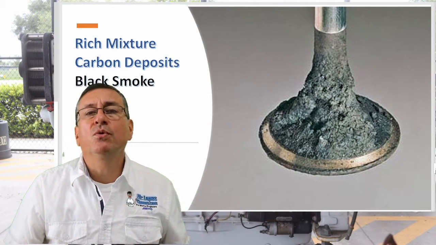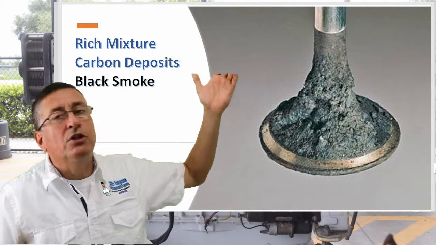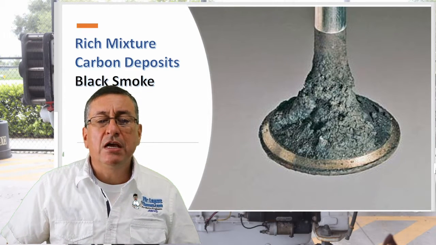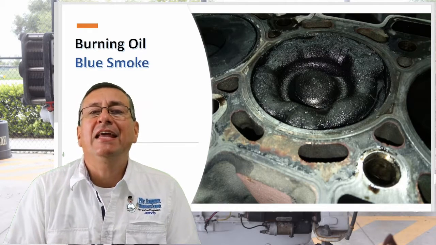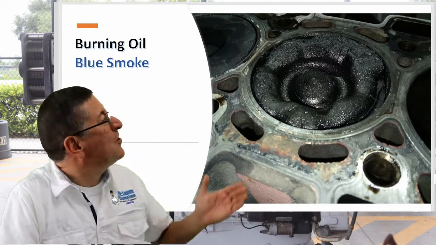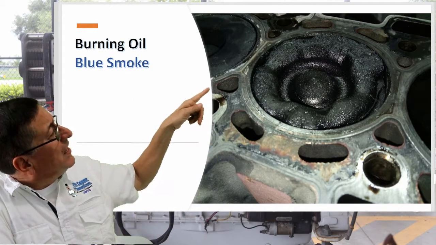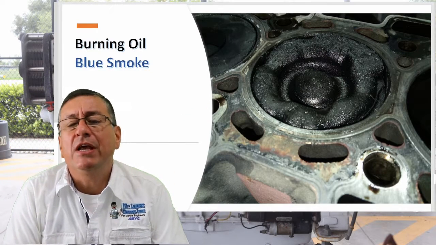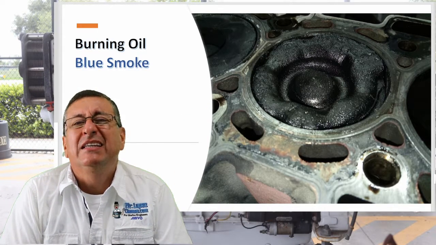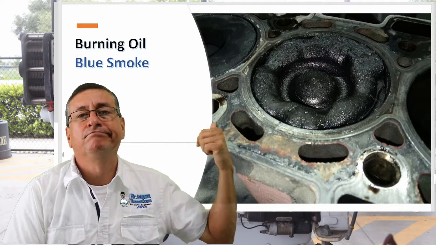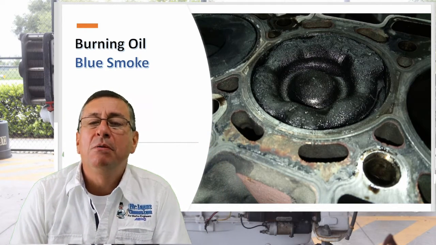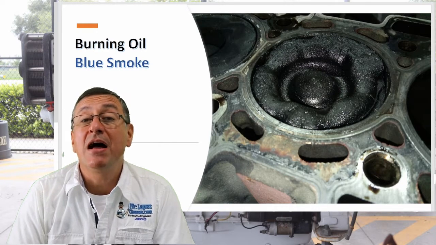Okay, this is the situation when you have black smoke, carbon deposit. Be careful with the carbon deposits. Another common problem is this: the engine is burning too much oil. Look at the head of the piston. It's saturated with oil. It's grease, it's oil. And what is the color of the smoke? Blue smoke. Blue smoke. Excessive amount of oil.